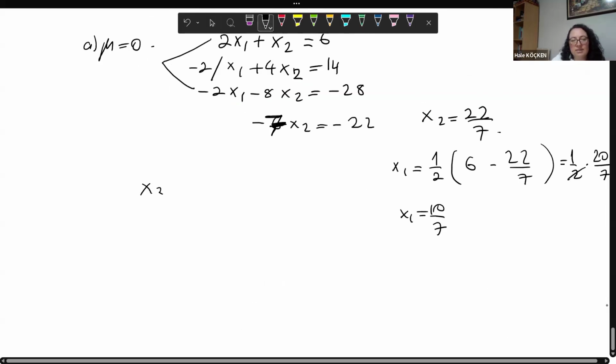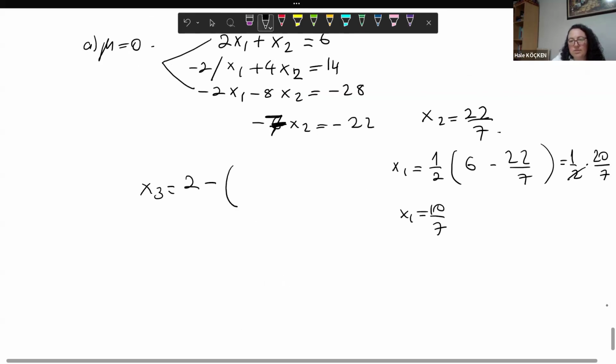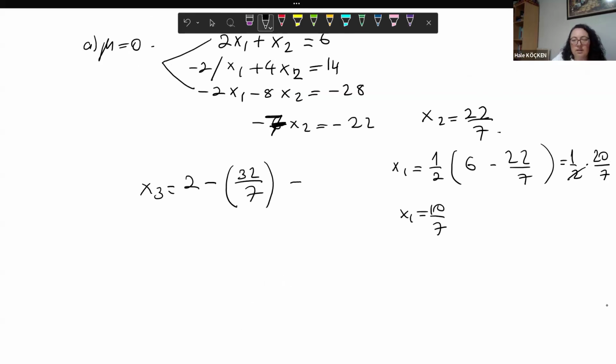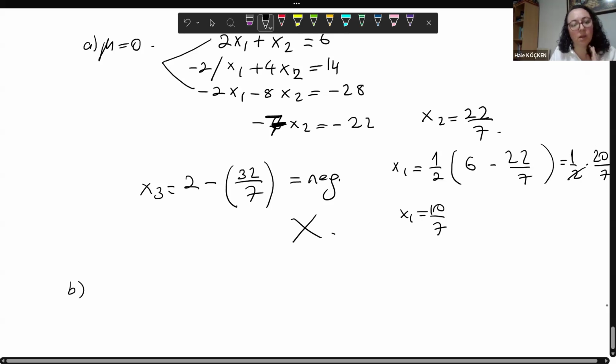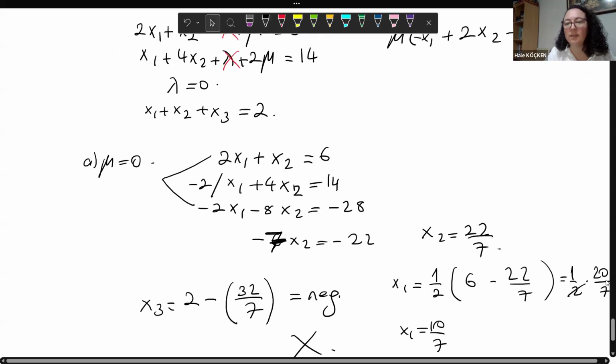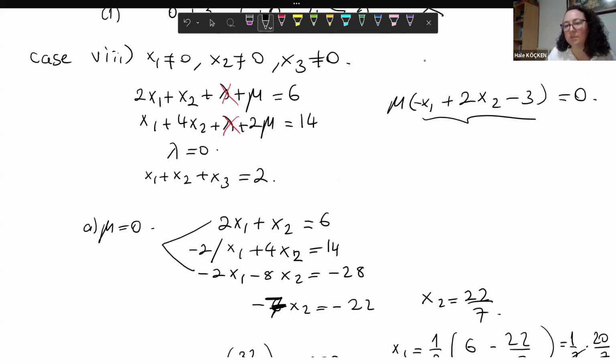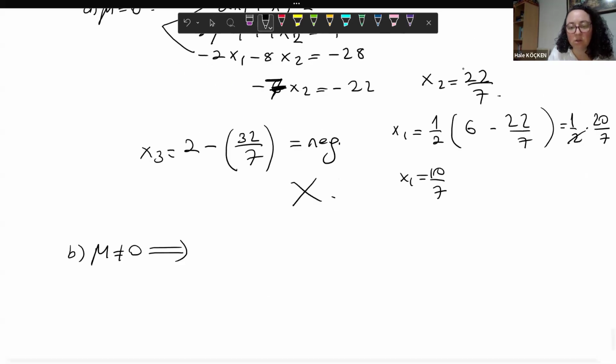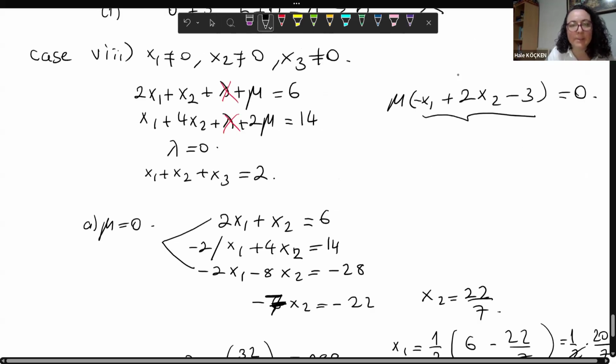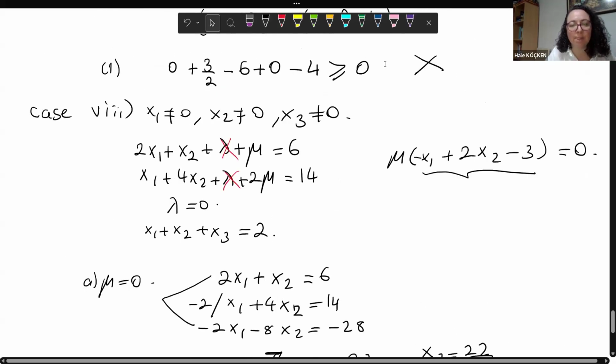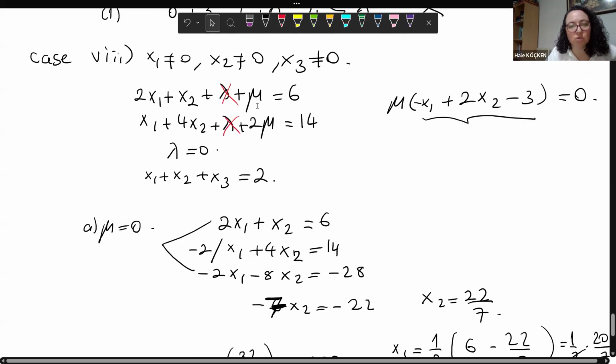And x3 is, the summation of them is 2 minus 22, 10, this. Oh, we are lucky. It's negative. So no point. Okay, I finished. The next one, mu is different from 0. If mu is different from 0, then the complementary condition tells you that minus x1 plus 2x2 is equal to 3 by the complementary. And by the way, lambda is 0, it drops.